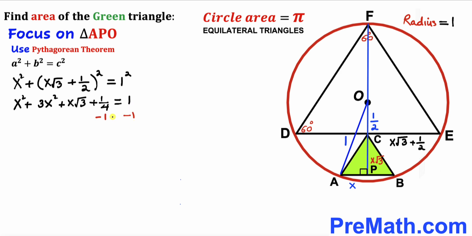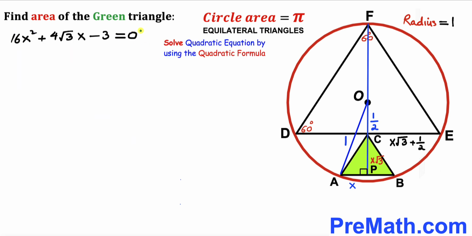And now let's go ahead and subtract 1 from both sides. This is going to cancel out. We're going to get 0 on the right hand side. And now we can see that we got this fraction 4 at the denominator. So I'm going to multiply by 4 across the board to remove this fraction. So therefore this is going to become 16x square plus 4 times square root of 3 times x minus 3 equal to 0.